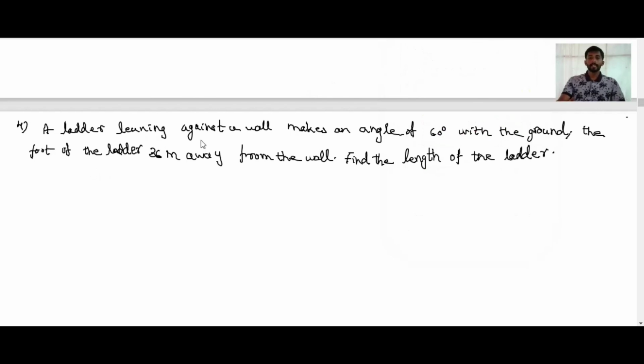A ladder is leaning against a wall which makes an angle of 60 degree with the ground. The foot of the ladder is 36 meter away from the wall. Find the length of the ladder. Okay. See, here one wall is there. To this wall, one ladder is leaning against the wall. That means the ladder is like this. A ladder is leaning against the wall.